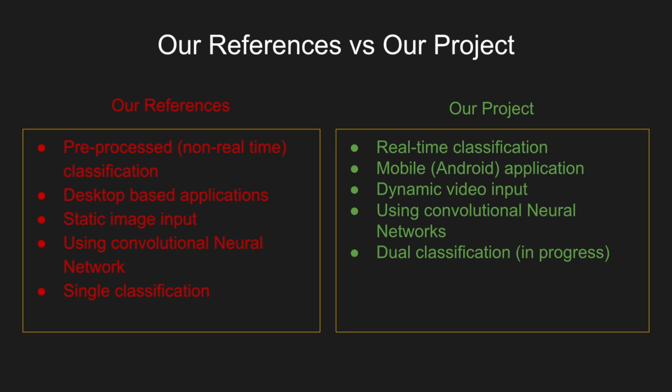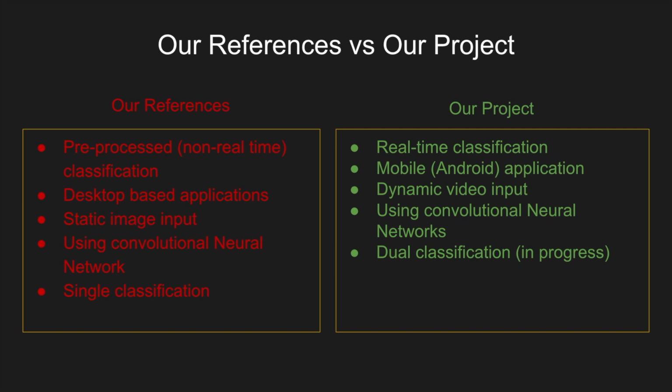So on the screen we have two tables. On the left-hand side in red we have our references, and on the right-hand side in green we have our project. Let's compare our references, their implementation and features, versus our project and its features. First of all, our references are using pre-processed, non-real-time classification, meaning going from input, to processing, and then output takes a relatively long amount of time, which makes it non-real-time.